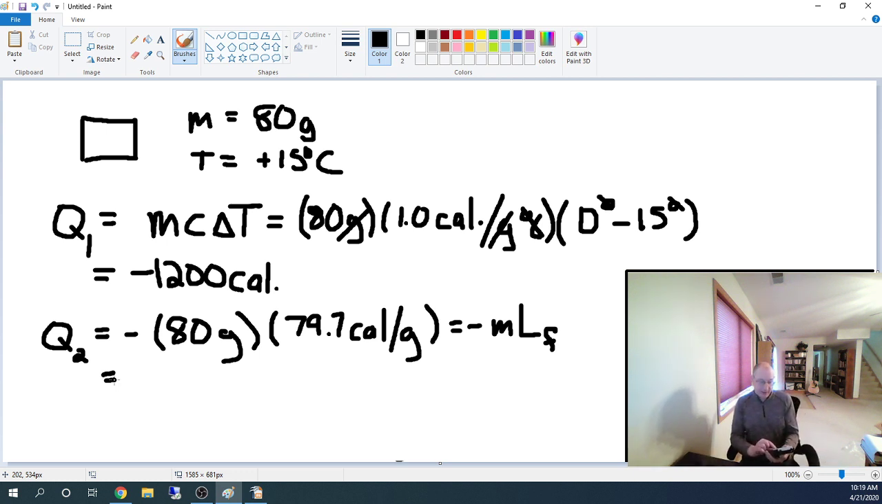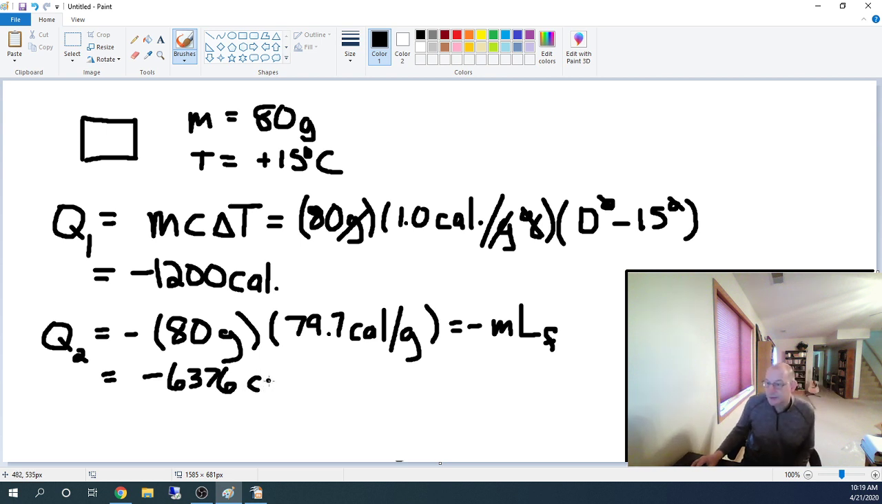This is 80 grams. It's still 80 grams of liquid water times 79.7 calories that need to be removed per gram, and that's 6,376. I'm going to put the minus sign there. Yep, 6,376 calories need to be removed from the water to turn it into ice.